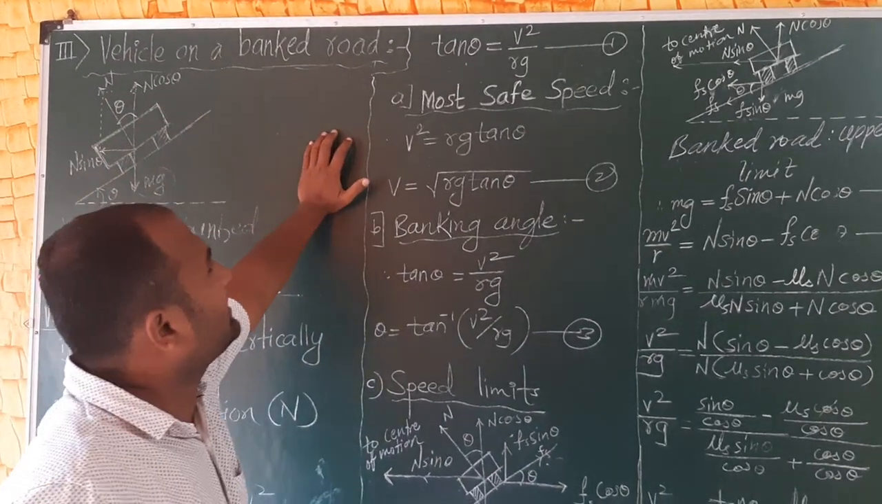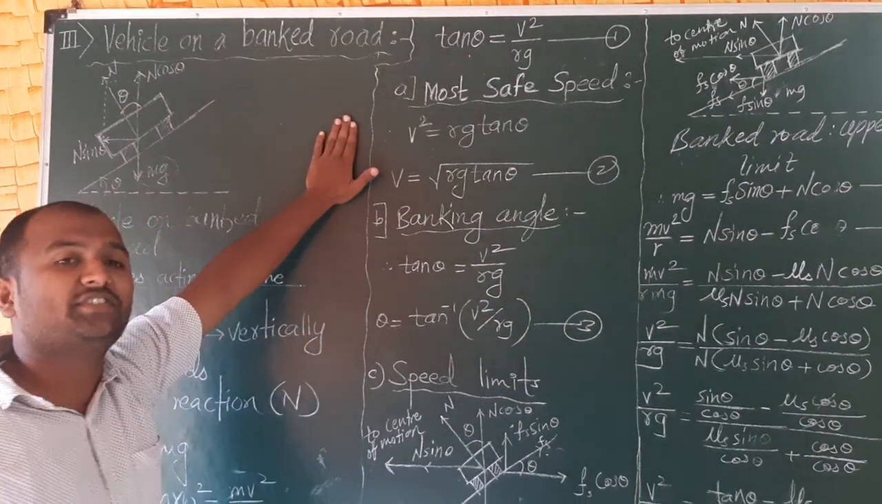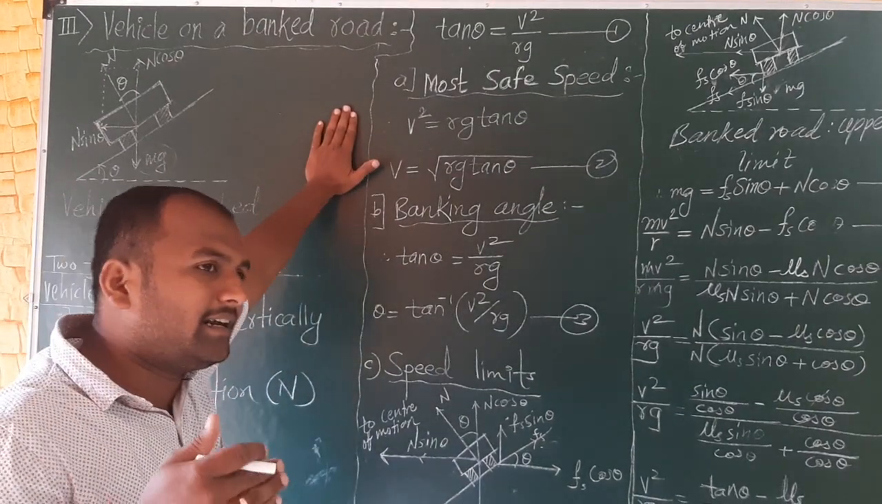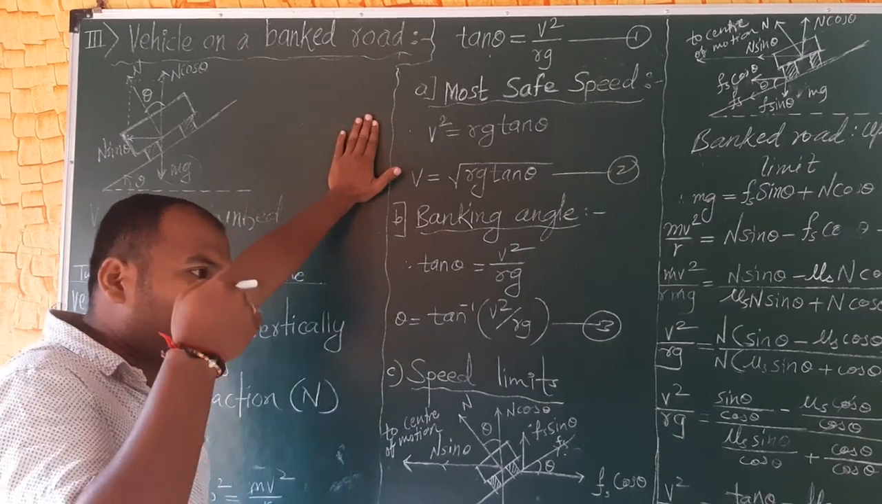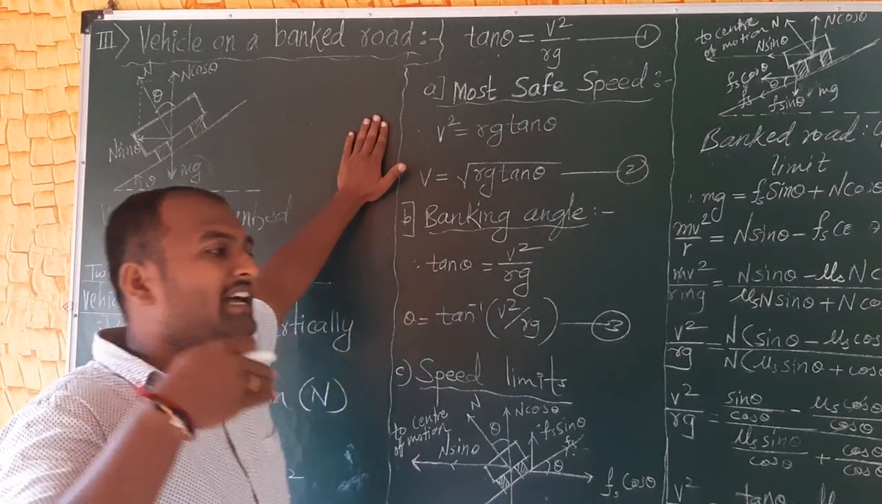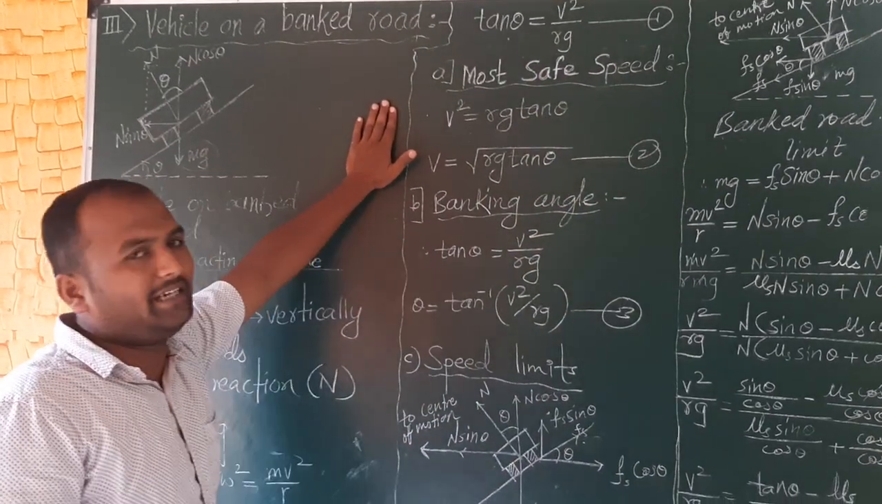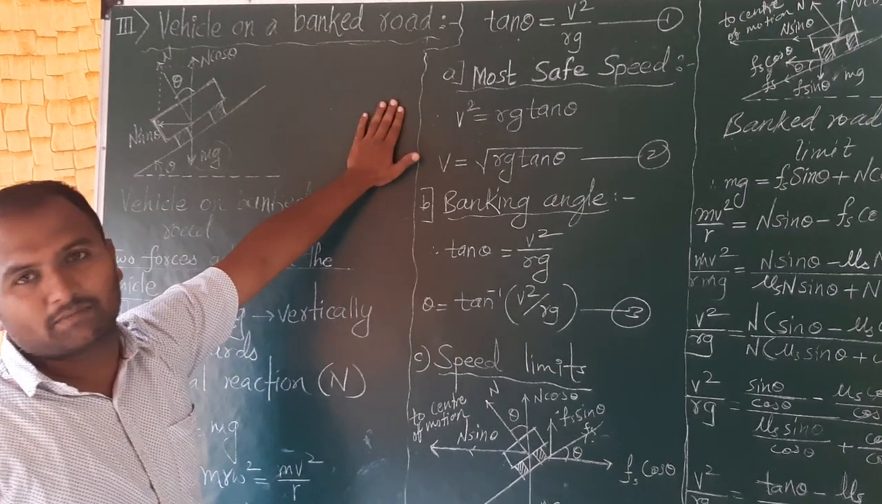Here the first point is given. This means the value of velocity at which a vehicle can be driven safely along that banking of roads. What is the maximum safe speed?